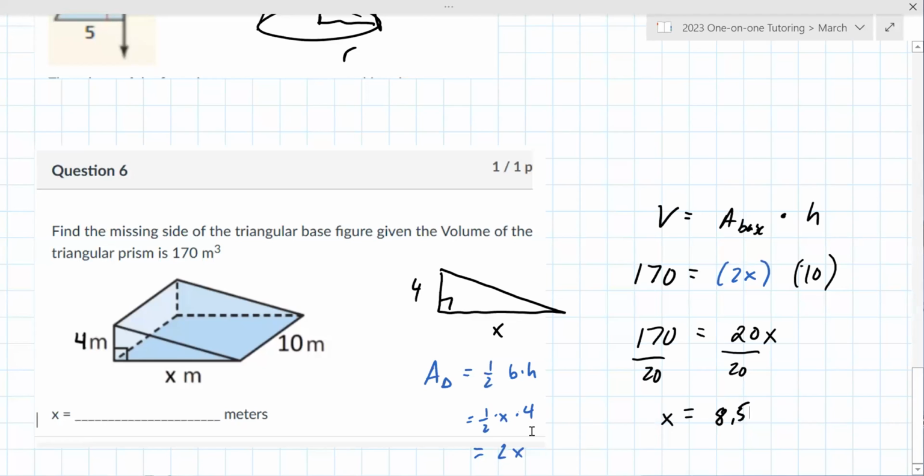So one thing you can always do is check your answer by putting it back in and calculating the volume like you normally do. This is correct, so we don't have to make too much out of it, but that would be a strategy you might use. All right, so question 7.